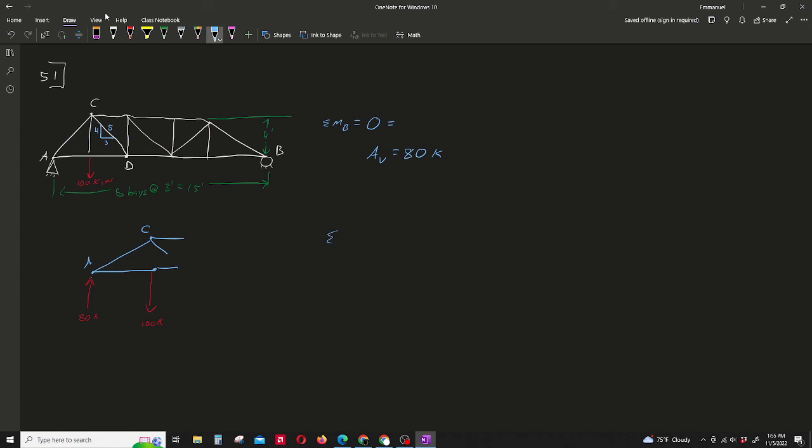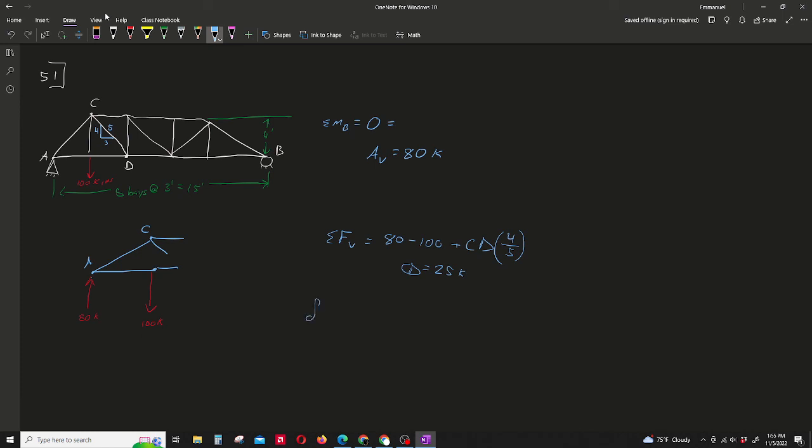And so therefore, the sum of the forces in the vertical is going to be our 80 minus 100. Just keep in mind that we also have our CD value, CD times 4/5. So therefore, CD is 25 kips.